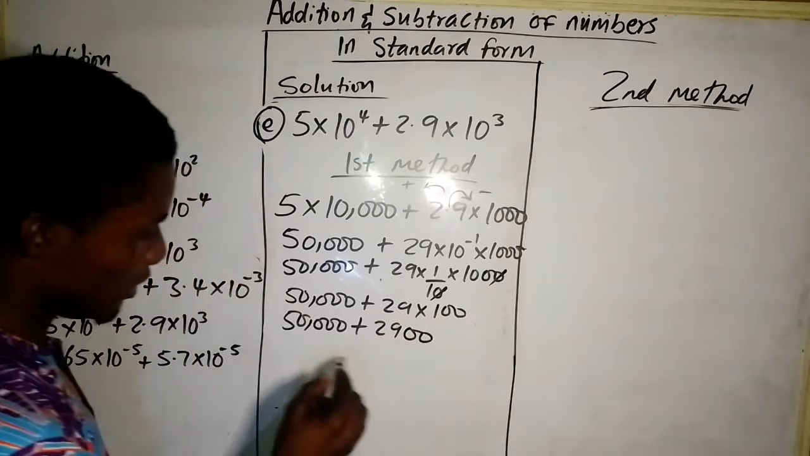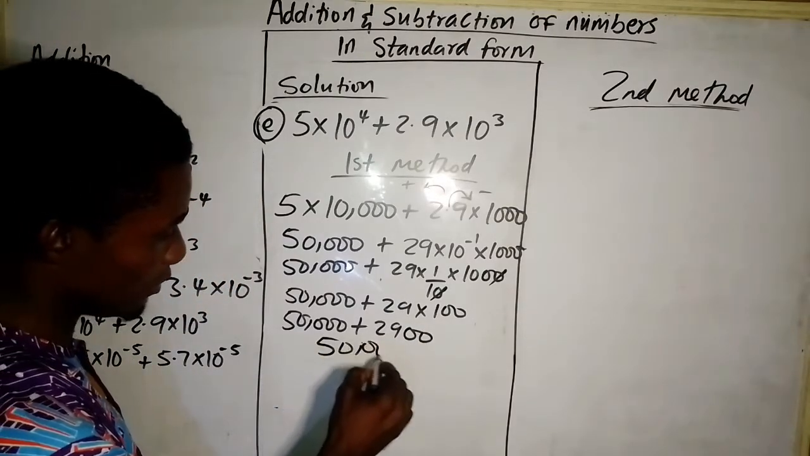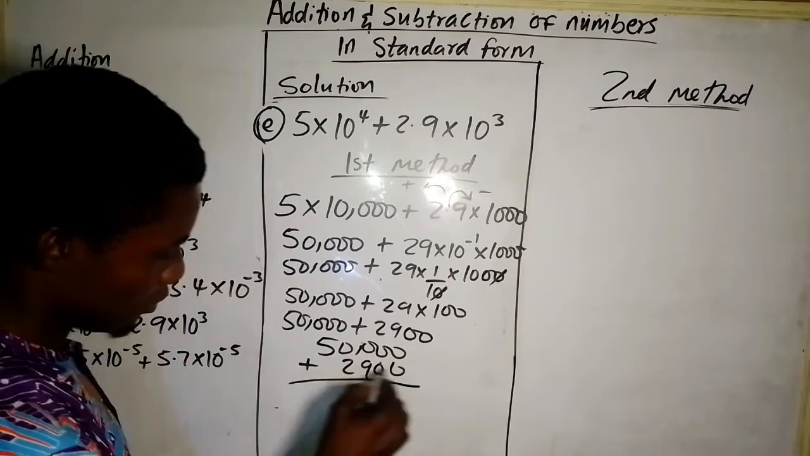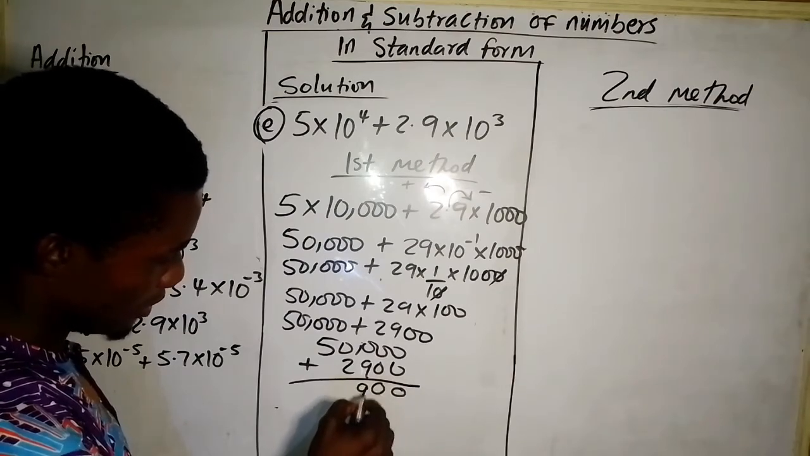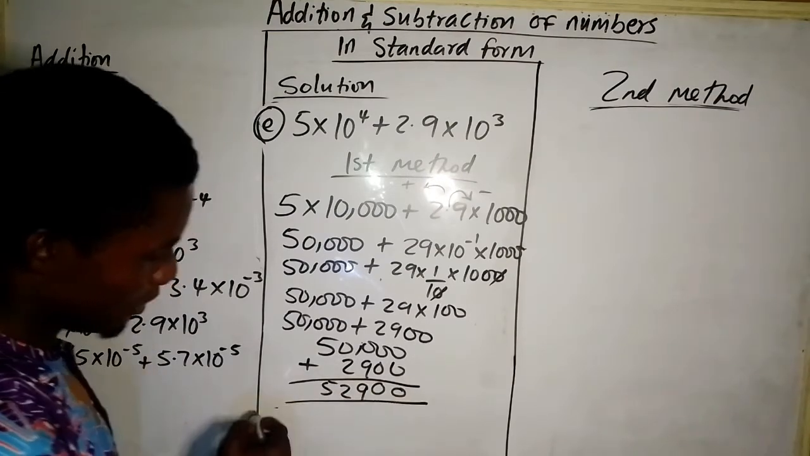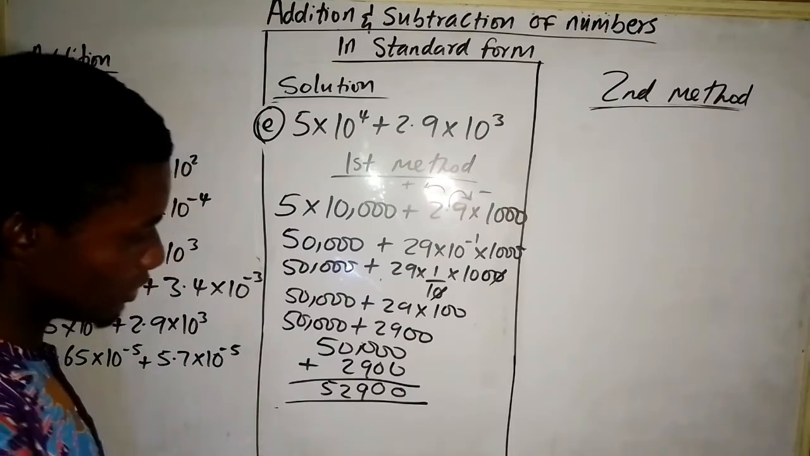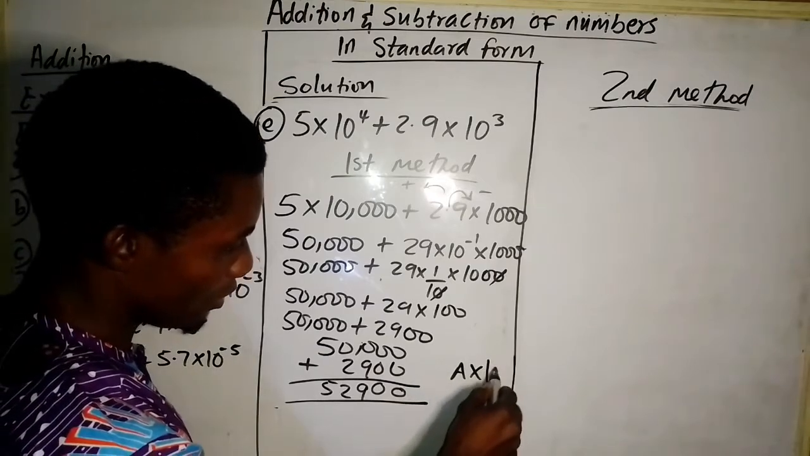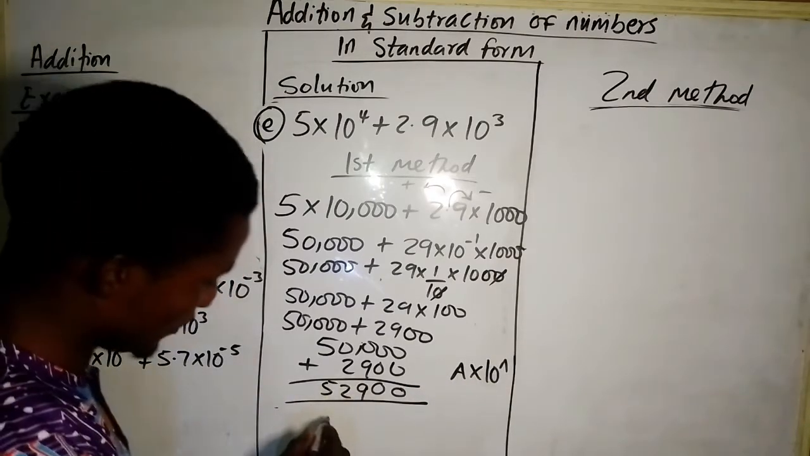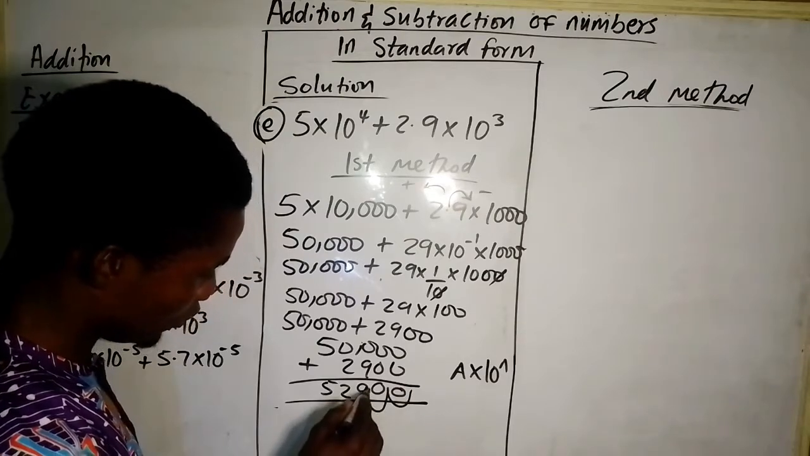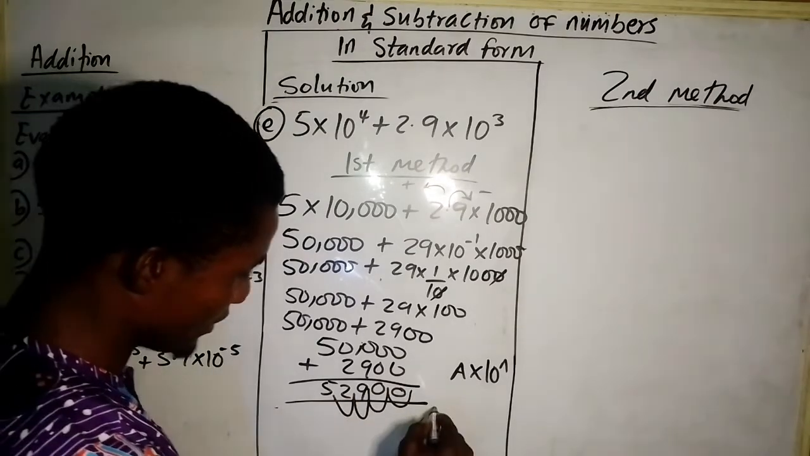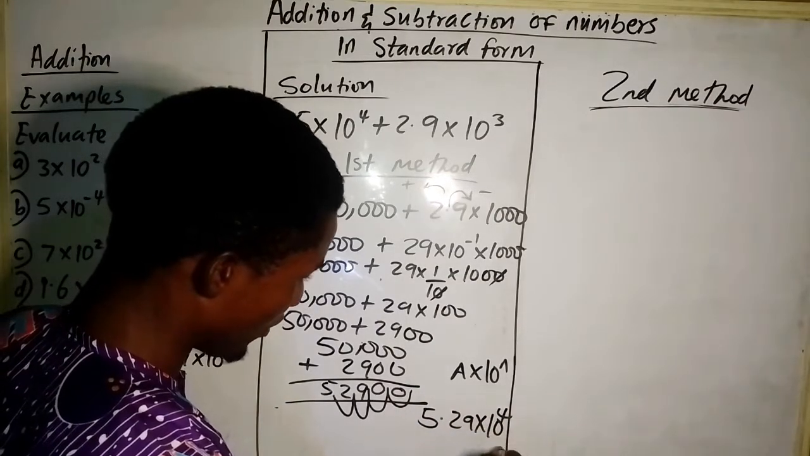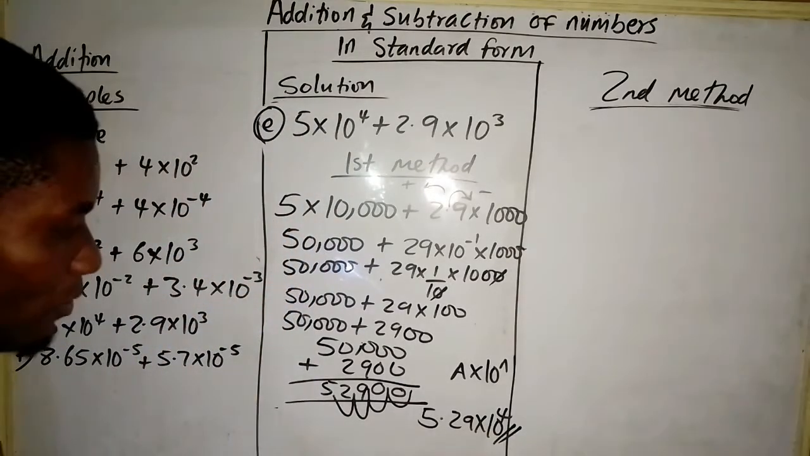So this will be 50,000 plus 2,900. Now let's add up the numbers. We have 50,000 plus 2,900. This is 52,900. Now, if you take a look at this answer, it's not in standard form, so let's convert it to standard form. Don't forget your standard form expression. We have 1, 2, 3, 4. So our final answer will be 5.29 times 10 raised to the power 4. 5.29 times 10 raised to the power 4 is your final answer.